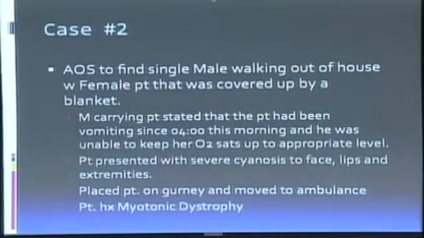They had a sat meter at home, and they noticed that her sats were in the 70s, and they tried positioning her. They even had a little home suction. They weren't able to keep her sats up, so they called 911. So she was clearly cyanotic when the crew arrived, and it sounds like they just kept that momentum going with the guy walking out of the house, put them straight into the back of the ambulance.